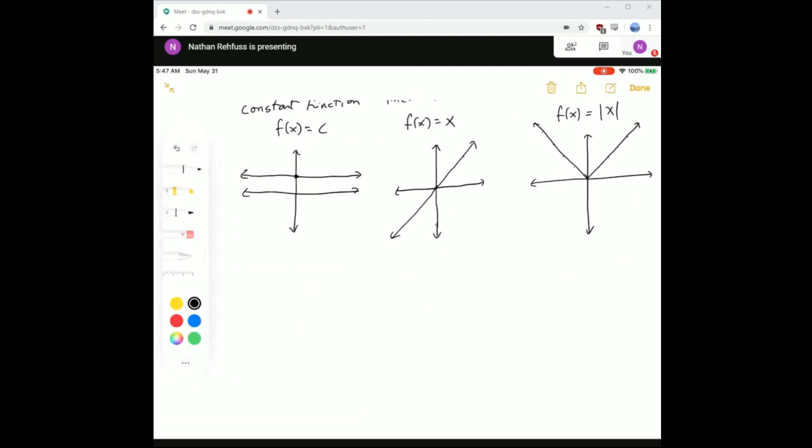I'll make a quadratic. I'll just start with the simplest one, and then we'll build other ones out of this later in unit 3. Let's do f of x equals x squared. That's as simple as a function can be and still be quadratic.